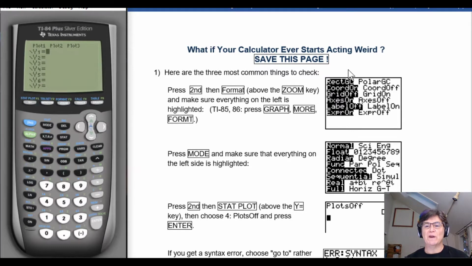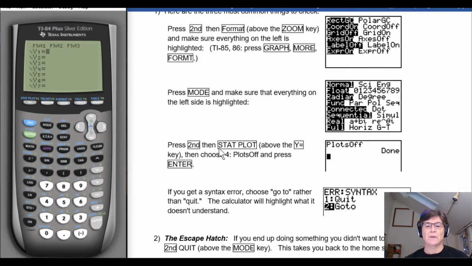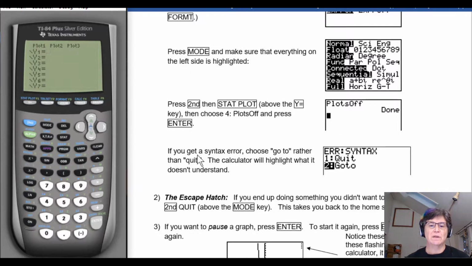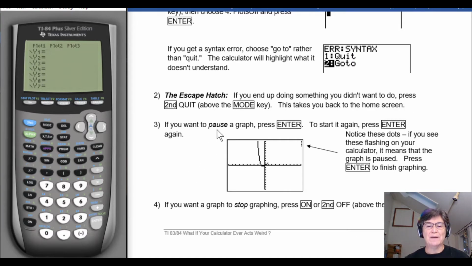So, quick little review. Second format, make sure everything on the left side is highlighted. Press your mode key. Make sure everything on the left side is highlighted. If you ever get that dimension mismatch error, second stat plot, turn your plots off. If you get a syntax error, use the go-to. The calculator tells you what it doesn't understand. The escape hatch, second quit. This will be one of your favorites. And if you happen to accidentally pause a graph, make sure that you press enter to make it go again.